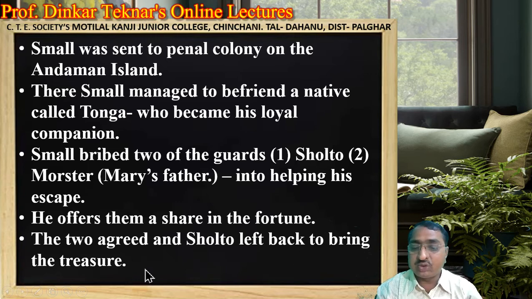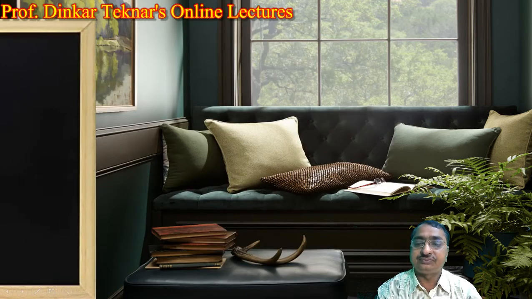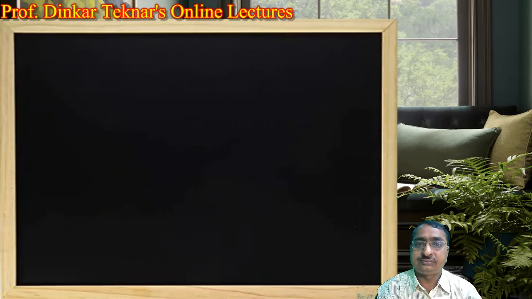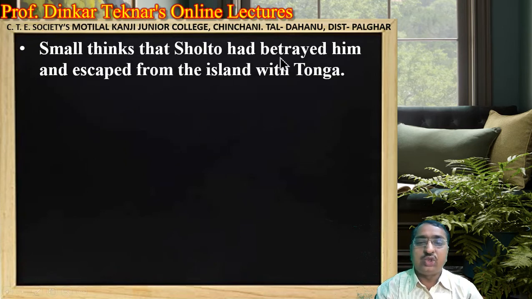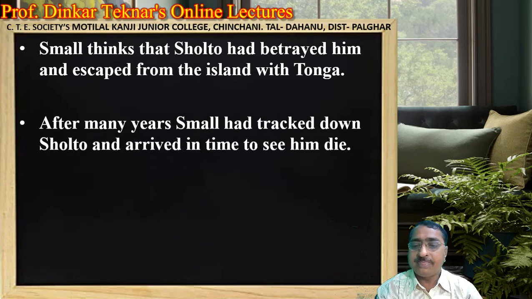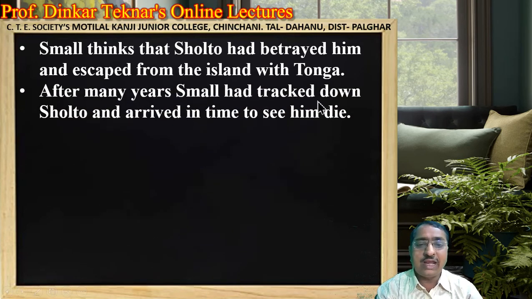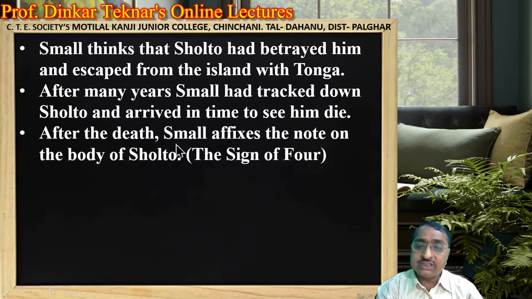Sholto left to bring the treasure. Small thinks that Sholto had betrayed him, that is, cheated him, and escaped from the island with Tonga. After many years, Small tracked down Sholto and arrived in time to see him die. After the death, Small affixes a note on the body of Sholto, the sign of 4.